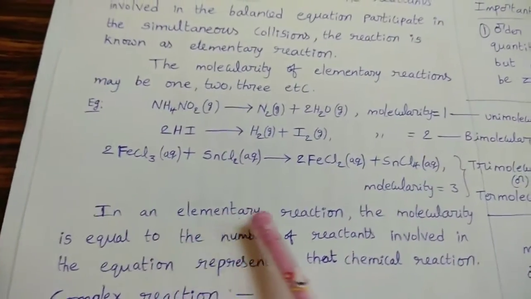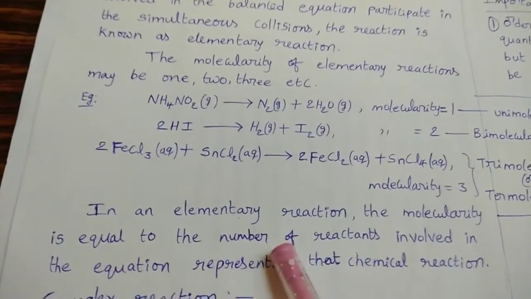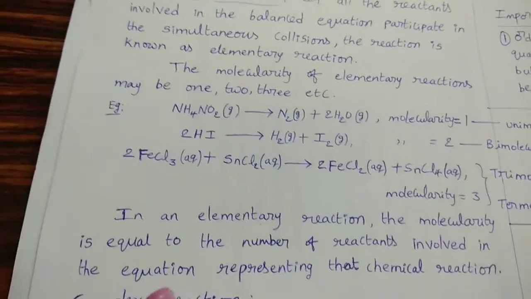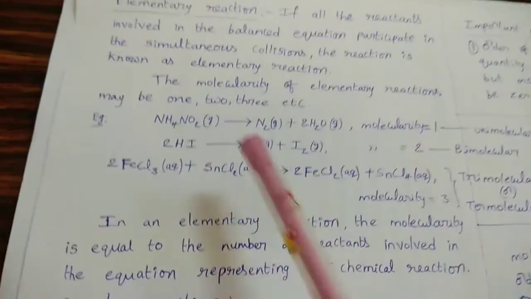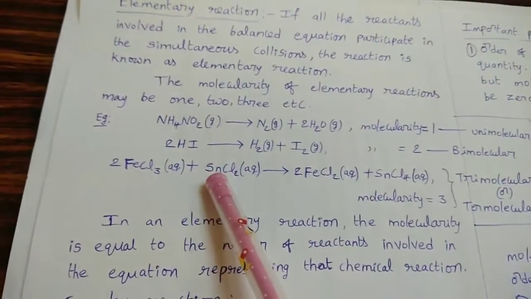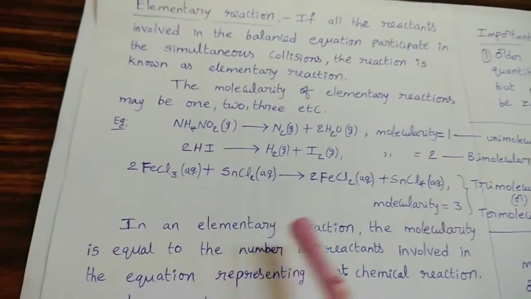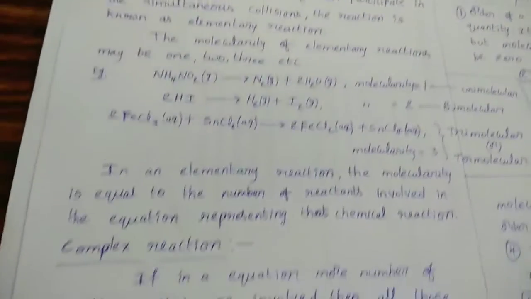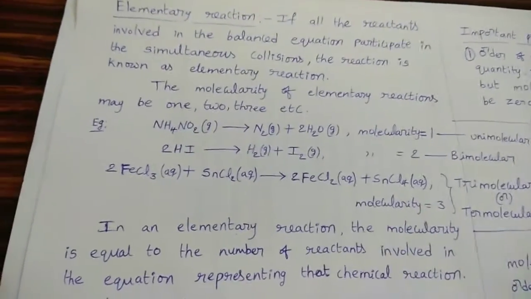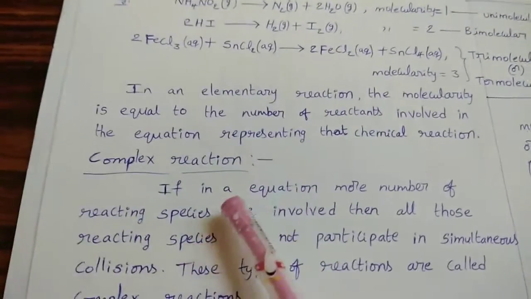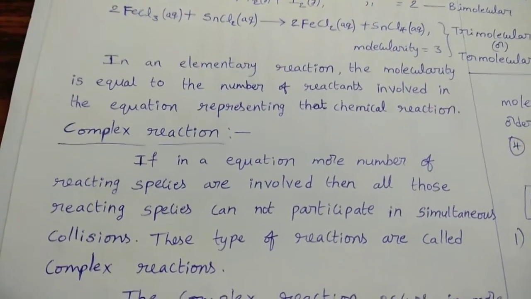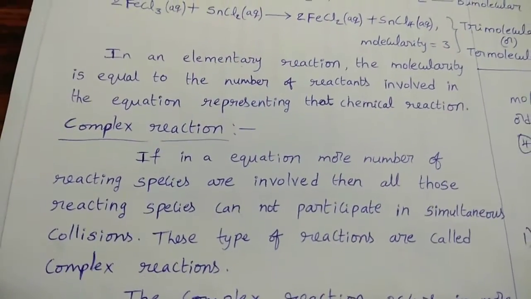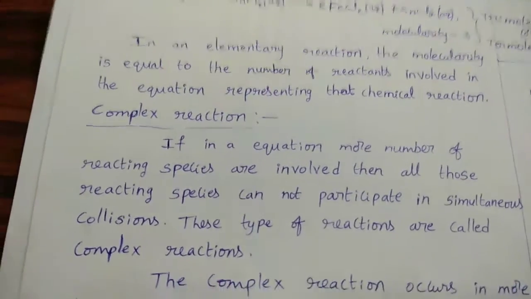Next, in an elementary reaction, the molecularity is equal to the number of reactants involved in the equation representing that chemical reaction. Same thing. From the chemical reaction equation, we can get molecularity for elementary reactions. Okay. Next, in case of complex reaction, how can we find molecularity? See now, complex reaction. If in an equation a large number of reacting species are involved, then all those reacting species cannot participate in simultaneous collision.